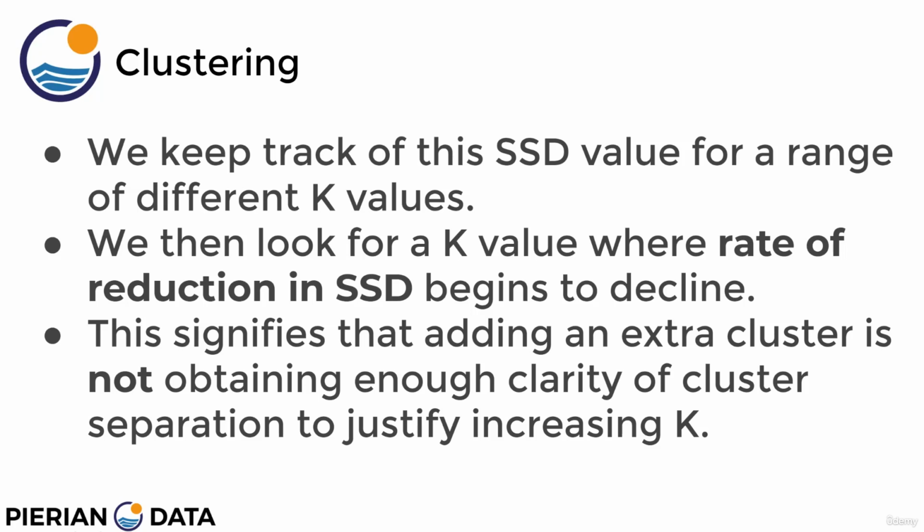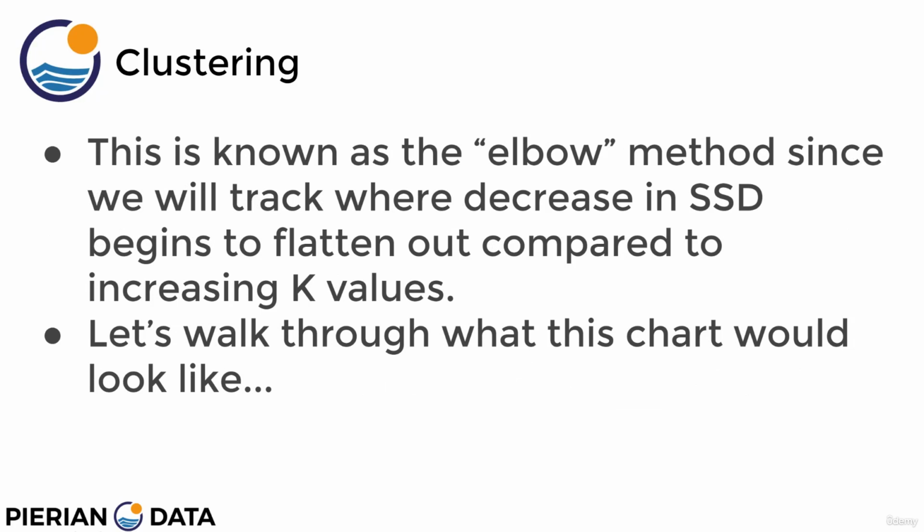And I think we can visualize this further by checking this out as an elbow method. Keep in mind, don't get too confused with k nearest neighbors, which also operates on an elbow method. But the idea is kind of similar in the sense that you're looking for a point where your reduction rate is starting to get lower. So again, we're going to track where that decrease in SSD begins to flatten out compared to increasing k values.